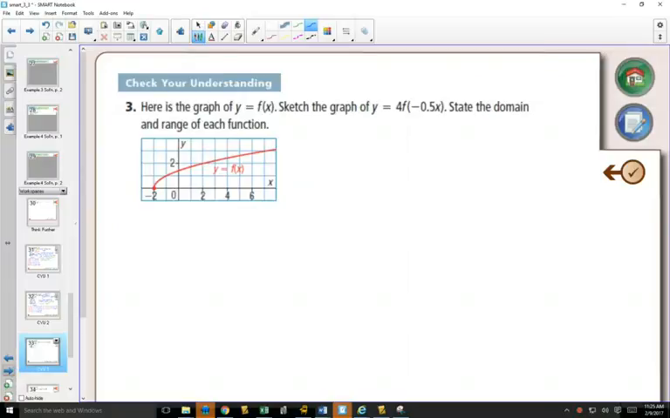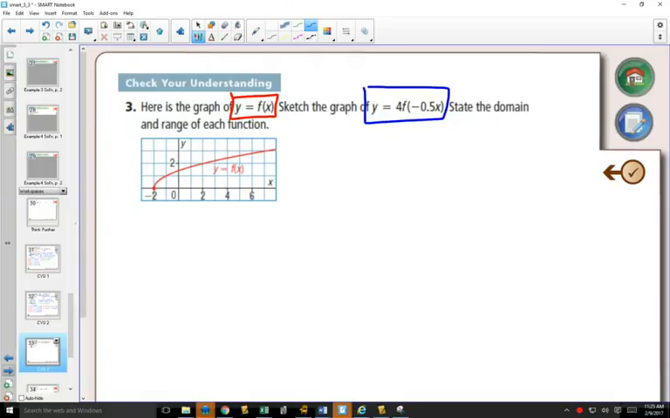All right, question number 3. Now we're going to start putting these things together. So in our new equation here, our original equation was f of x. In our new equation, can you see that you have a 4 multiplied outside of the function and a negative 0.5 multiplied inside the function?